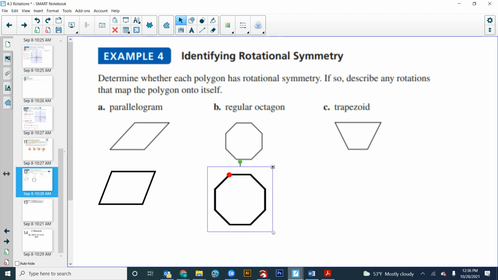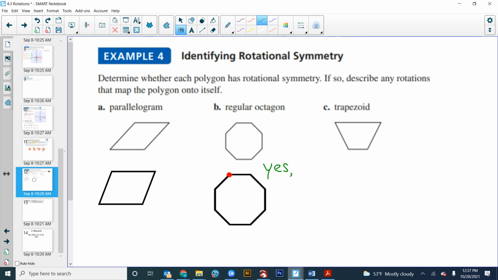So let's read the directions. Determine whether each polygon has rotational symmetry. This is a definition, you just have to know this: if it took a full turn to get back to the original, that doesn't count. 360 is not rotational symmetry. If it took a full turn to get back, that's just the original. So does the octagon have rotational symmetry? Yes. If so, describe any rotations that map the polygon onto itself.